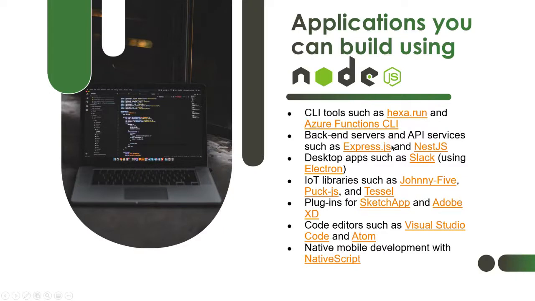So Express.js is the specific library that we'll be using in our demo today. It just makes it easier for us to build Node.js applications. Then we have desktop applications such as Slack, built using Electron. Electron is also another framework that makes it easy for us to build desktop applications. We also have IoT libraries, plugins such as SketchUp, and code editors such as Visual Studio Code and Atom. So all these are made possible using Node.js.